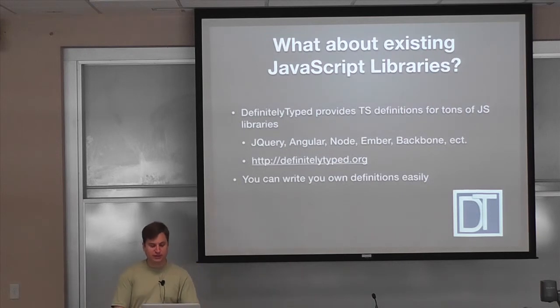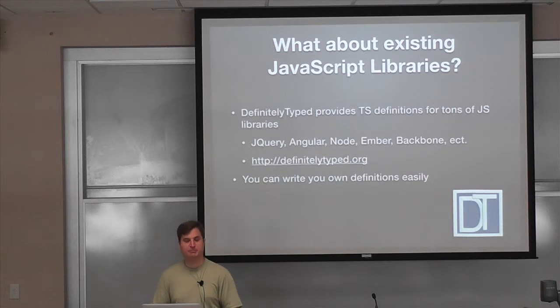So I already talked a little bit about existing JavaScript libraries, but I'd like to go into a little bit more detail. There's a project out on GitHub called Definitely Typed, and it provides TypeScript definitions for tons of JavaScript libraries. All of the big ones are definitely in there: jQuery, Angular, Node, Ember, Backbone. There's PhoneGap APIs in there. A lot of the big ones are out there. And you just go to definitelytyped.org, and you can pull down any of them.